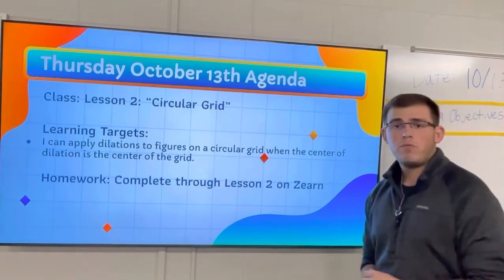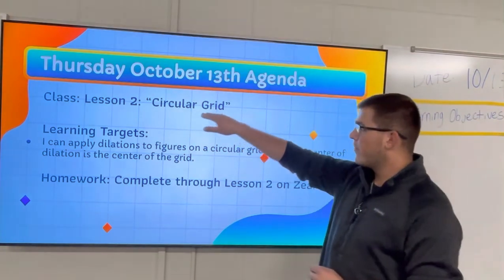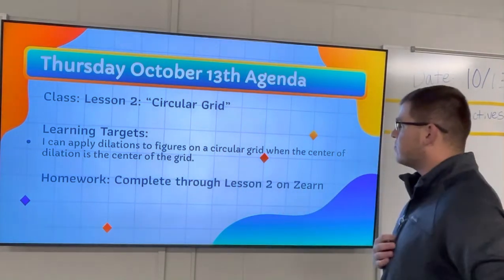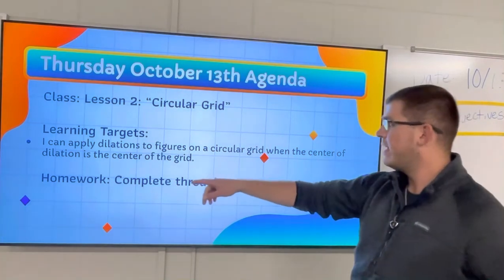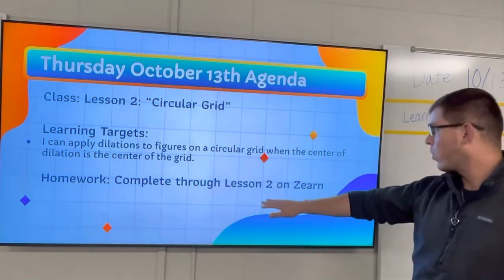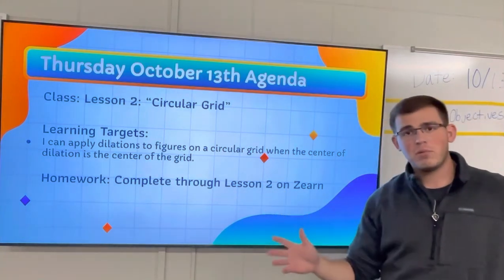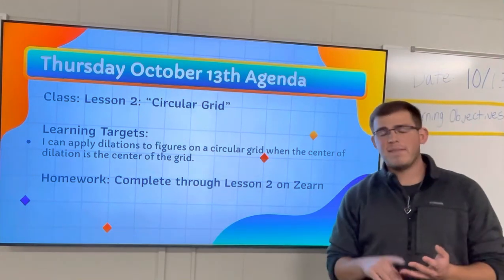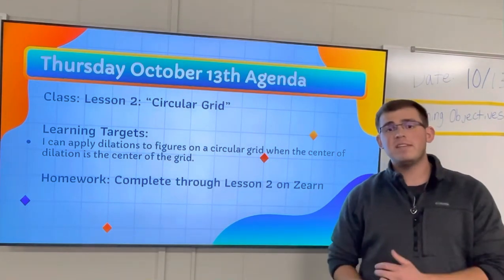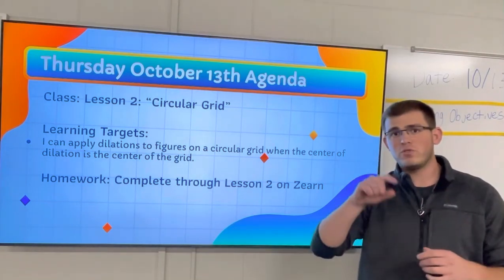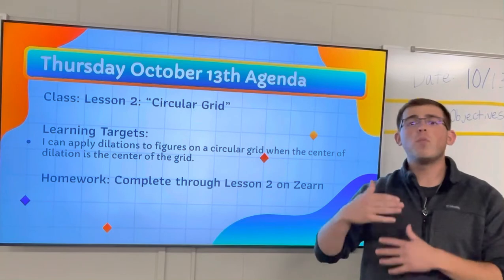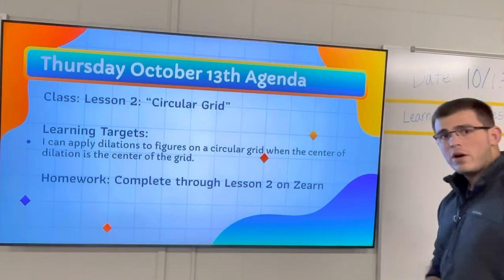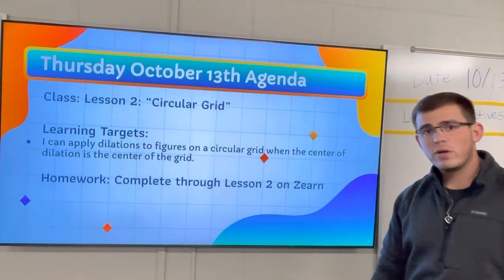So today's lesson, if you want to fill out your agenda, is the circular grid, lesson 2. Our learning target is: I can apply dilations to figures on a circular grid when the center of dilation is the center of the grid. Your homework, especially for those of you that are gone, this will help you a lot, is to complete through lesson 2 on Zern, the math chat and the Tower of Power. When you're watching the math chat, please make sure that you're watching the videos before you skip ahead to the problems. That's actually going to help you understand what the problem is asking you to do. So here's your agenda. Pause the video if you need to write this down. Otherwise, I'm going to move on.